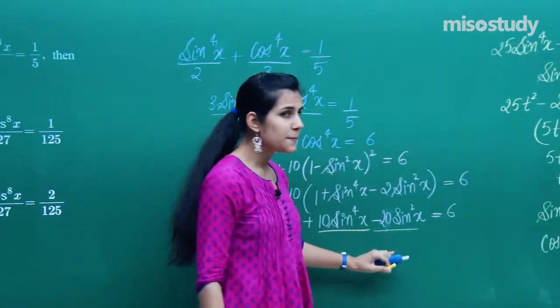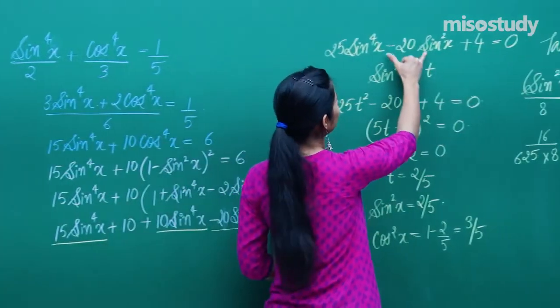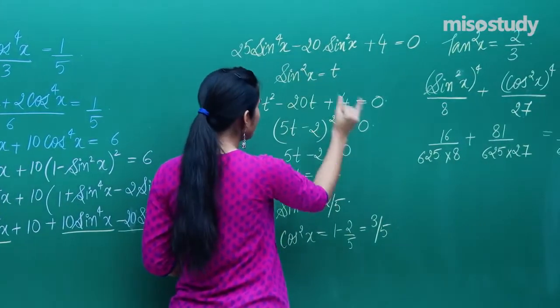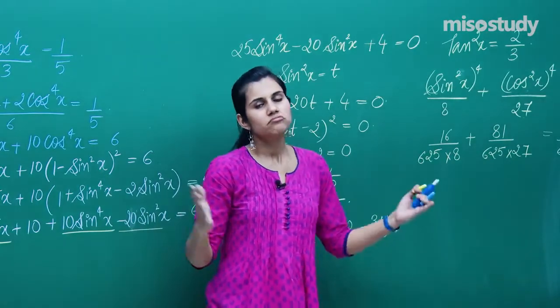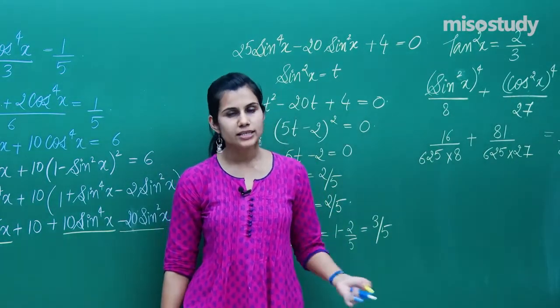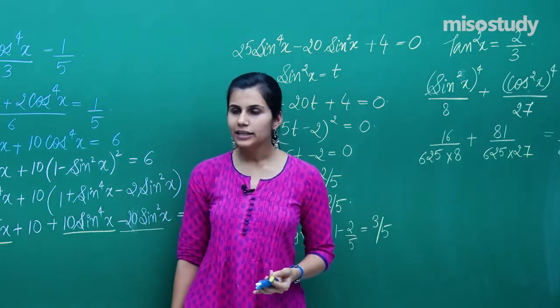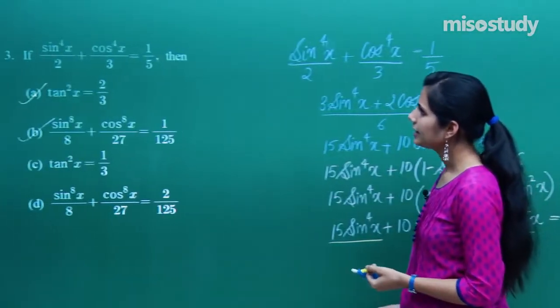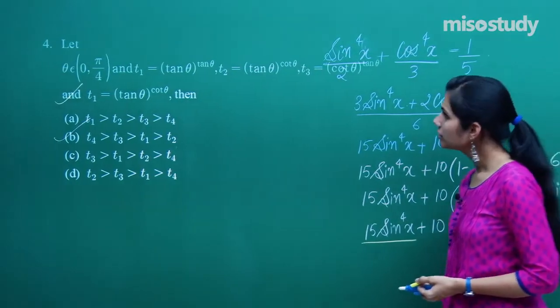Fine. Pretty nice question this was. We just had to simplify it to get a quadratic equation in sin square x. The moment I got sin square x, after that the question is nothing. We are just substituting the value of sin square x, cos square x to get the further values. Fine. Okay, let's see what happens to be the next question.